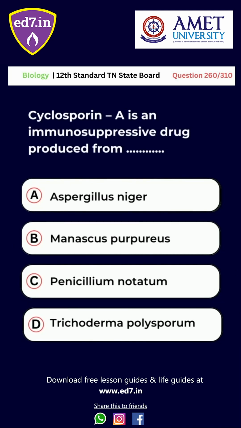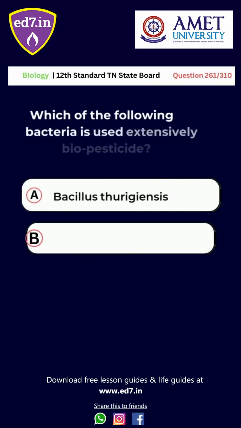Question number 260. Cyclosporin A is an immunosuppressive drug produced from: A. Aspergillus niger. B. Monascus purpureus. C. Penicillium notatum. D. Trichoderma polysporum. The answer is option D, Trichoderma polysporum.